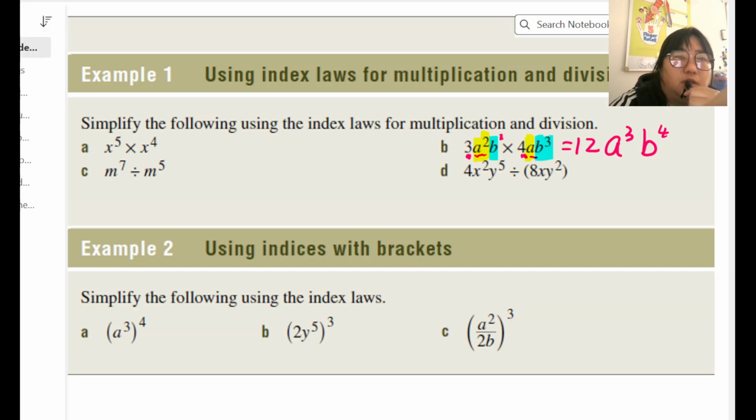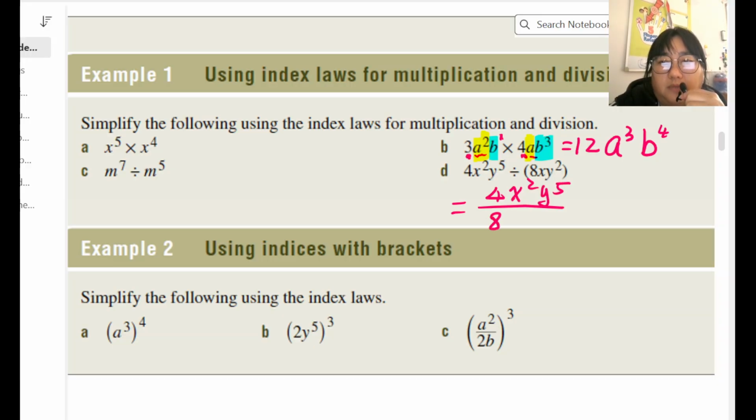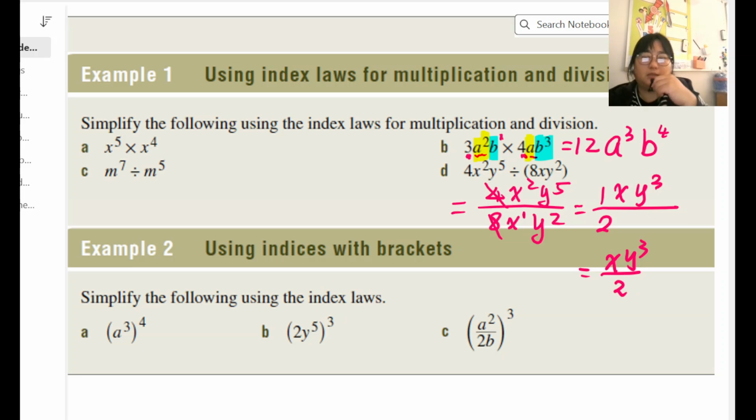And for the division, I always tell my class that when you do division, try to write it down as an algebraic fraction, because that will be easier for us to recognize what to simplify. So 4 and 8, that is 1 and 2. And x squared and x is 1, so I get x on the top. y to the power of 5 and y squared, so 5 take 2, that is y cubed. Okay, just to change that to a format which looks comfortable, that is x y cubed over 2. So that is question D.